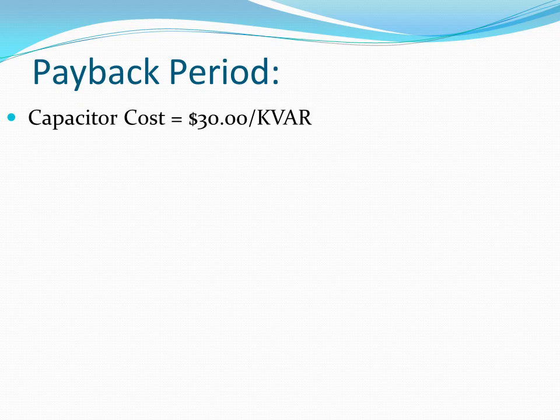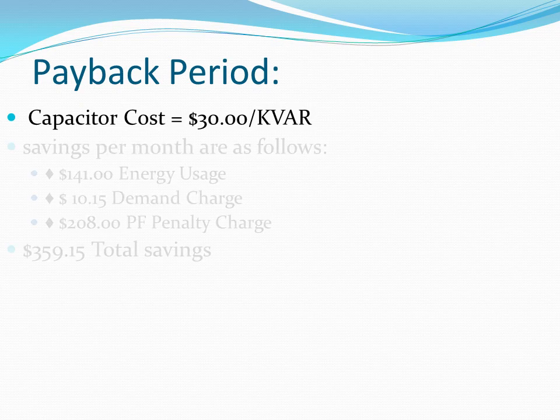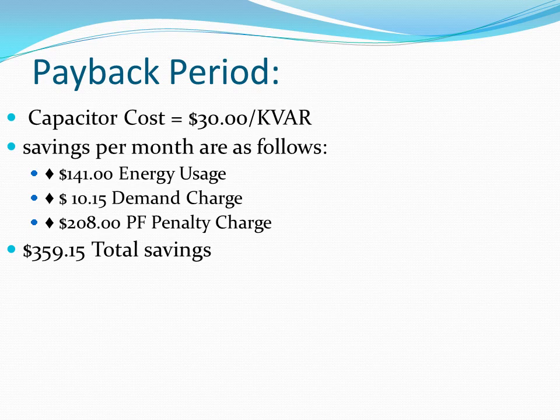So let's look at the payback period. Let's calculate how long it will take for this capacitor bank to pay for itself. Let's use a capacitor cost of $30 per kilovar. So your savings per month are as follows: $141 for energy usage, $10.15 in your demand charge, and $208 in your power factor penalty charge.